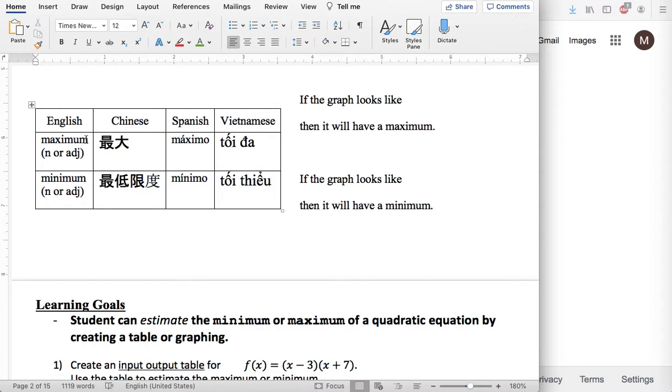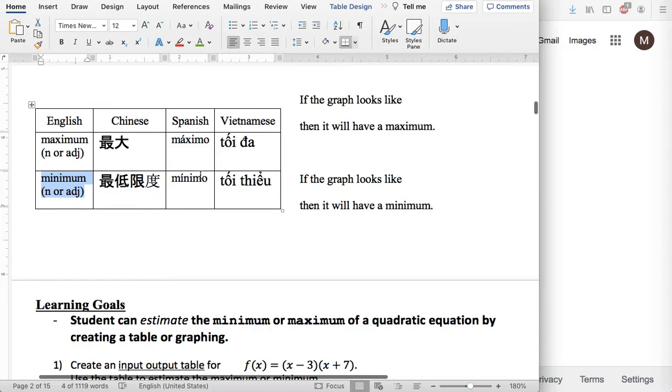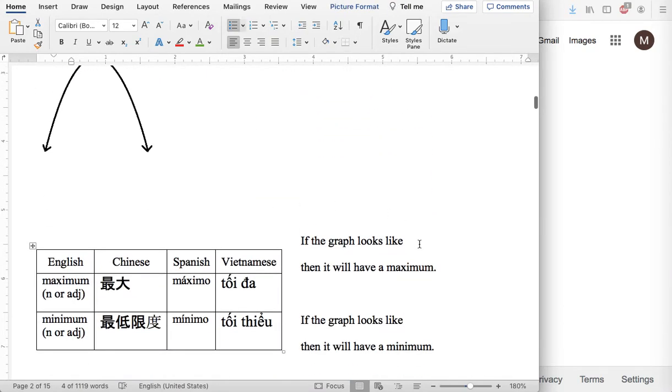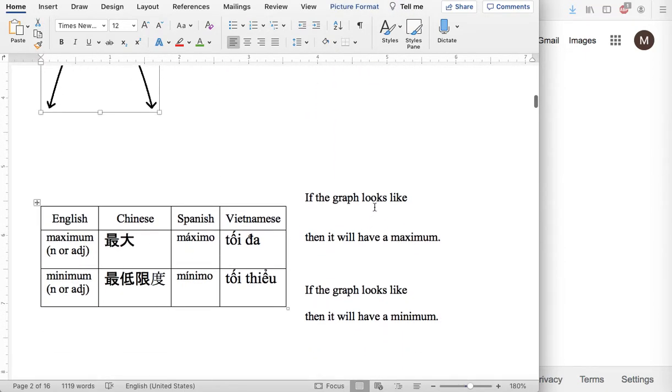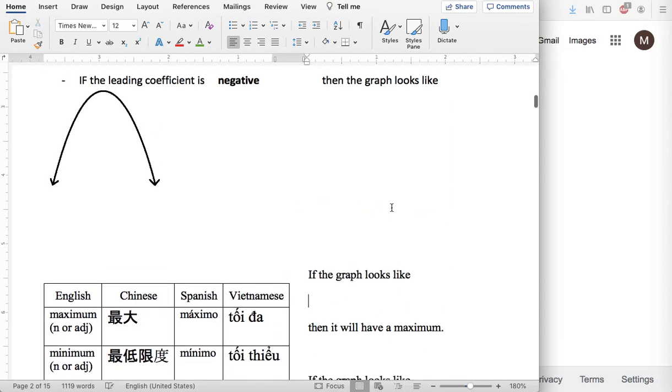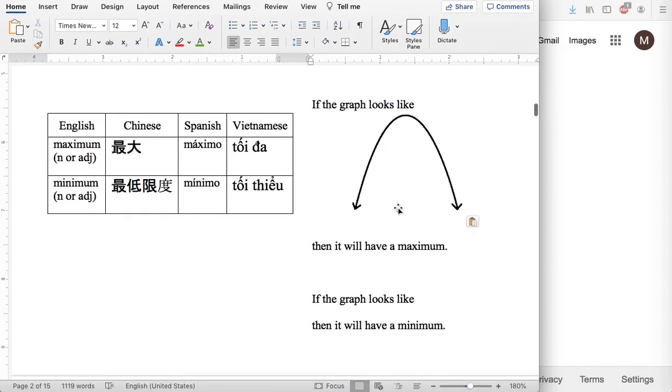Let's go over these two particular words. Maximum, minimum. Maximum is the biggest value possible. Minimum is the smallest value possible. Here it is in a few different languages. If the graph looks like this, then this particular graph has a minimum. If the graph looks like this, then this particular graph here has a maximum.